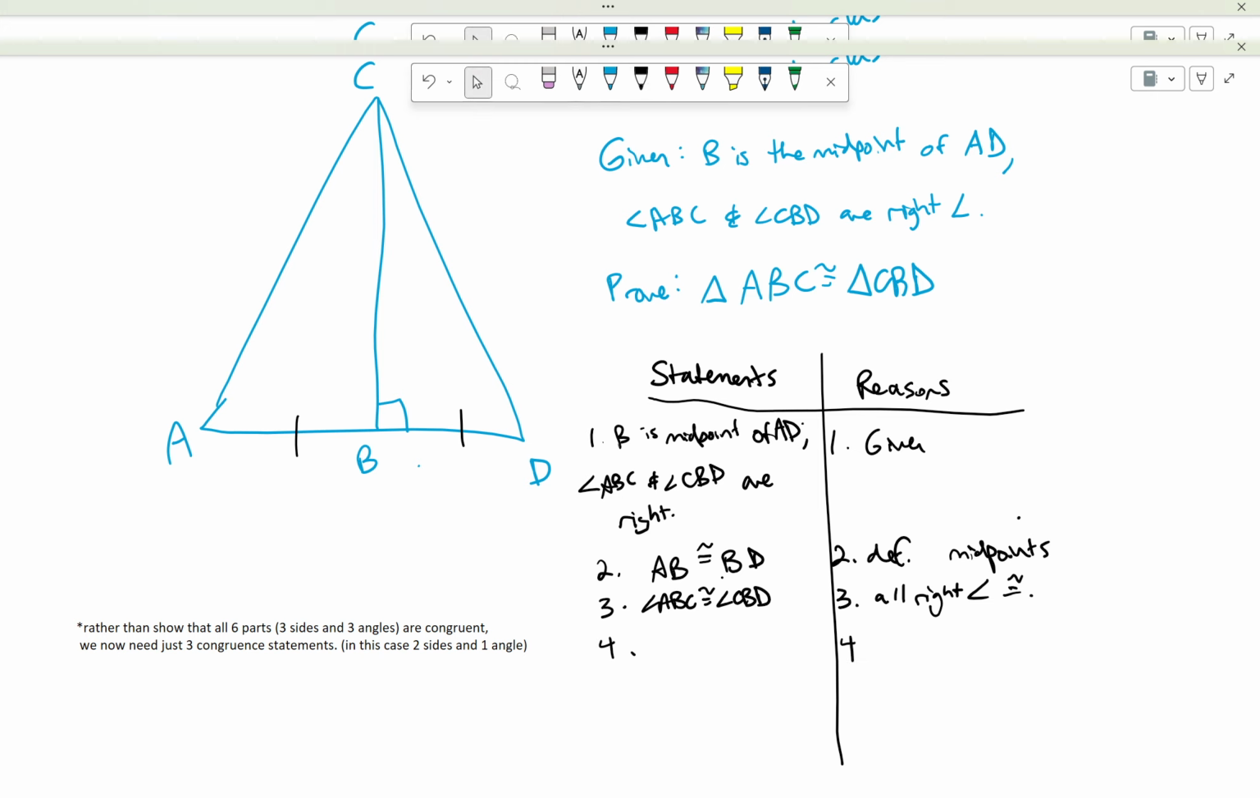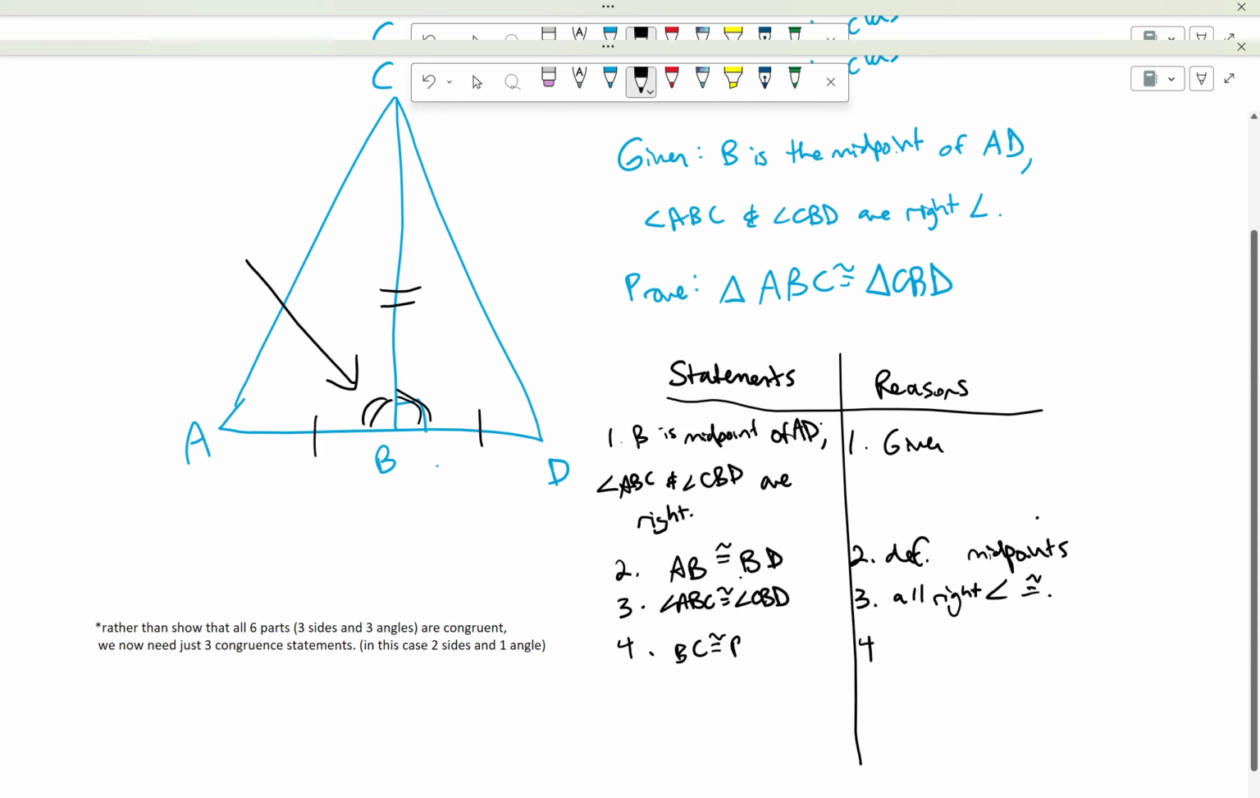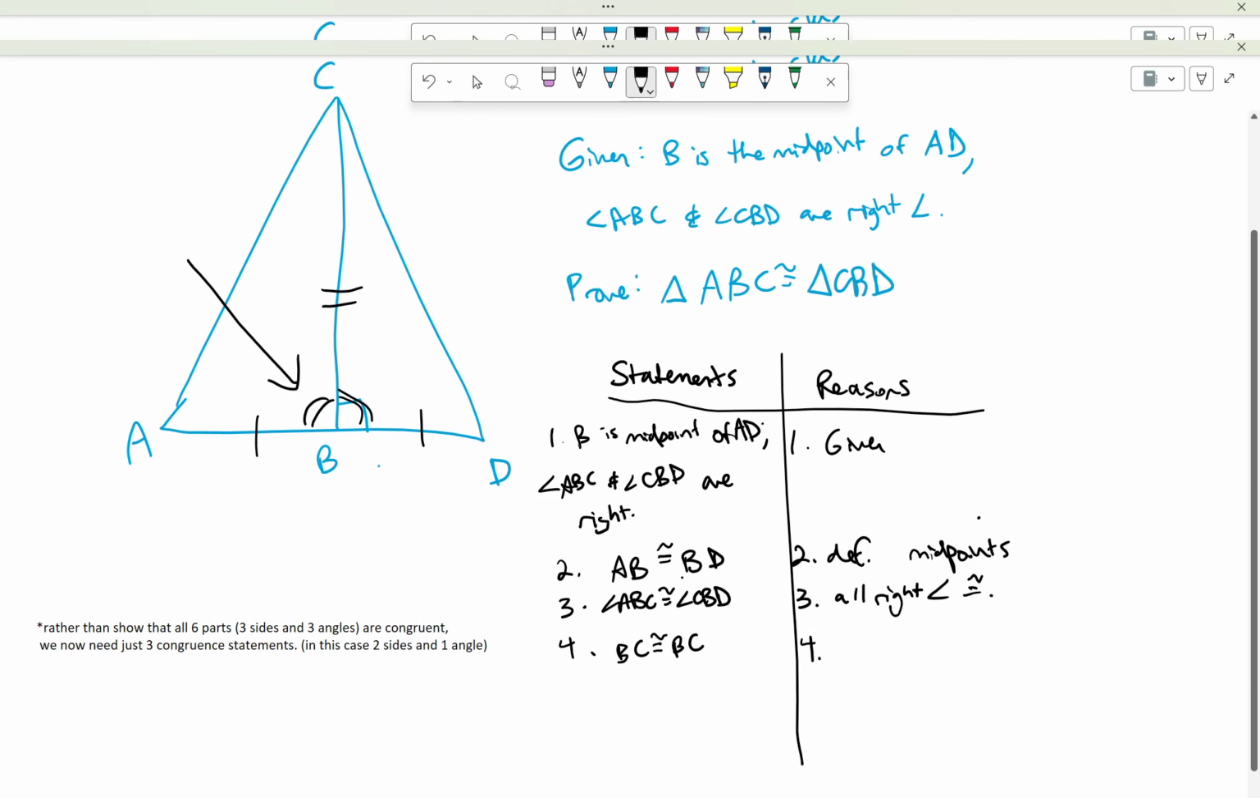Right now I've got two congruent statements, and remember, I need three. Remember what we said: we have to have our angle sandwiched in between our sides. Here's one side, here's our other side, so the angle is now sandwiched in between. And BC is shared by both of these triangles, so we can say that BC is congruent to itself, BC, which we know is the reflexive property.